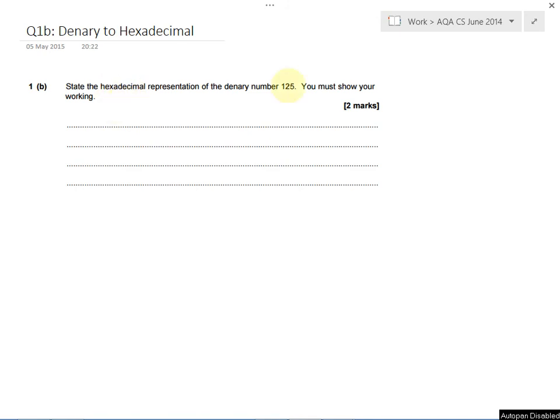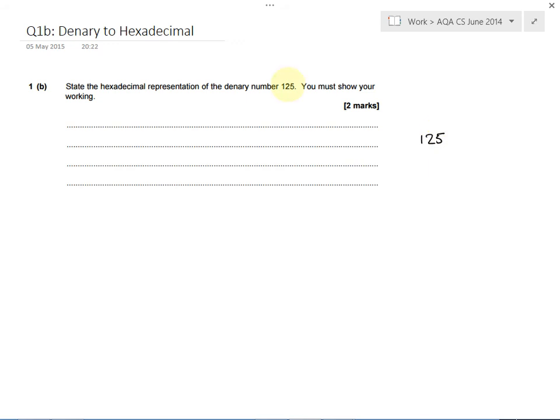So let's start by converting from denary into binary and then from binary into hexadecimal. It's possible to do it in one step, but the maths is harder and you're not allowed a calculator in this exam, so it's much easier to do it from denary to binary and then from binary into hexadecimal. Okay, so let's convert 125 into binary.